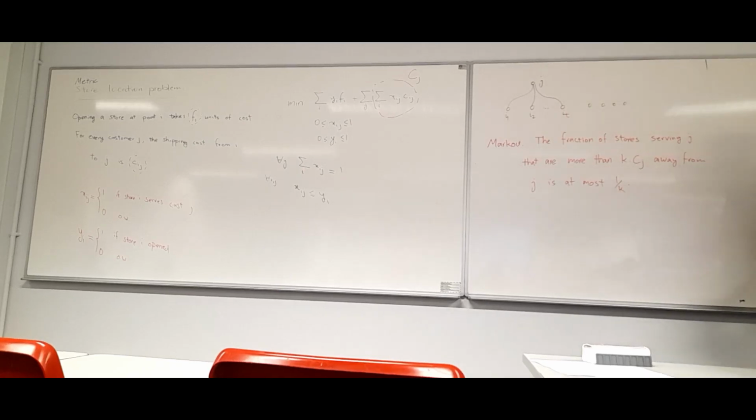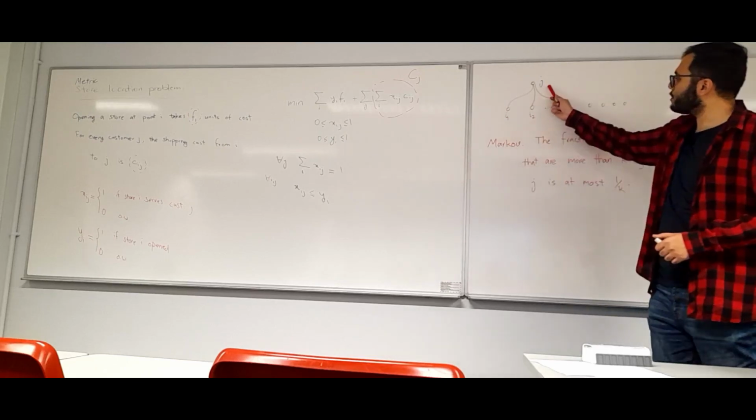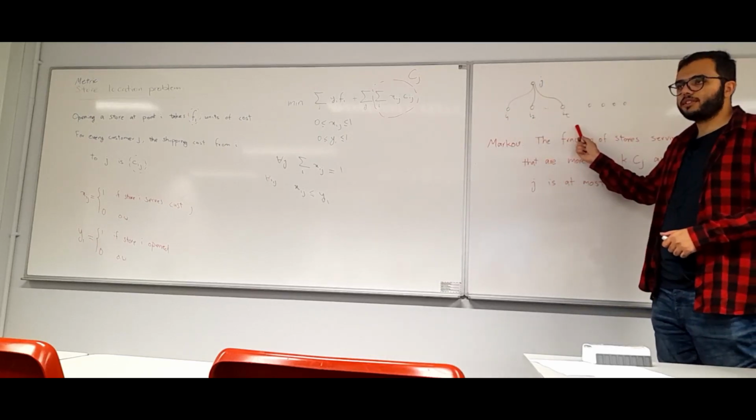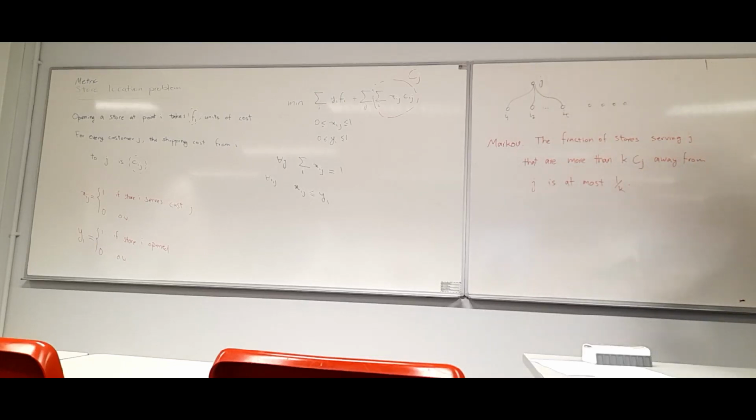Okay, so I'm saying this was the average distance from this customer to all the stores that served it. Okay? So just consider all the stores that are very far away. Consider all the stores that have a distance that is more than K times the average distance. What proportion of the service can they give to this customer? Of course, it's at most 1 over K. And the proof is also, again, the same as the proof of Markov's inequality.